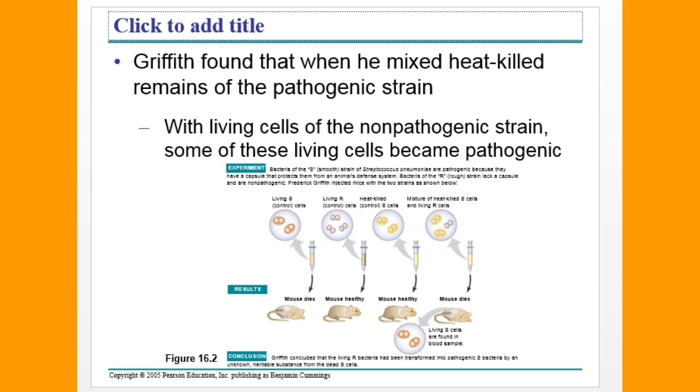Okay? What this figure here is showing are your first two controls, a control of living smooth cells, S cells, and a control of living R, or rough cells. Smooth S cells are pathogenic, rough cells non-pathogenic. With S cells, the mouse dies. With living R cells, the mouse lives, because they're non-pathogenic. If the mouse was given heat-treated or heat-killed S pathogenic cells, the mouse stayed healthy because it had been heat-killed and that cell was no longer viable.